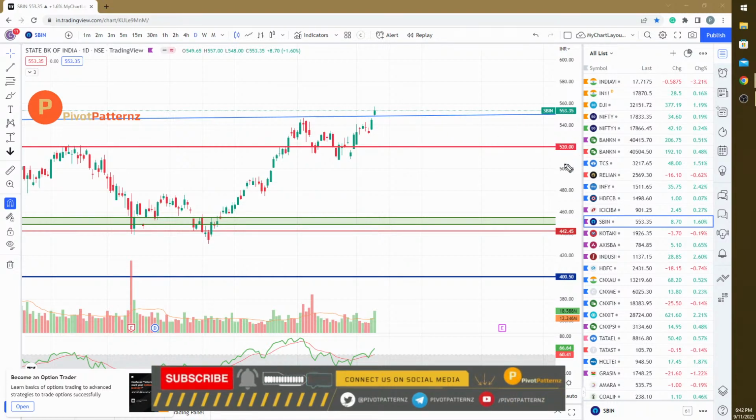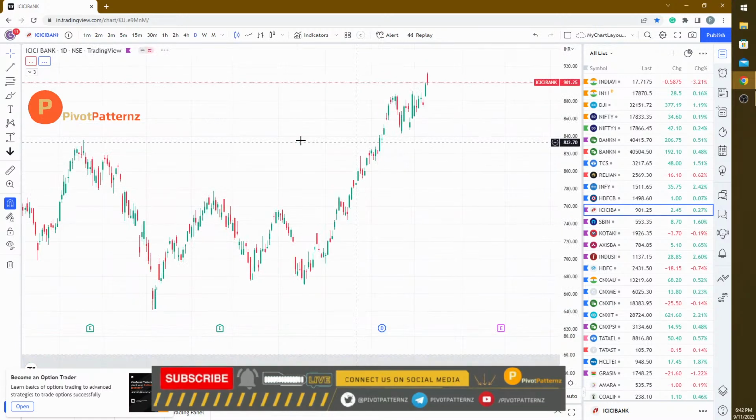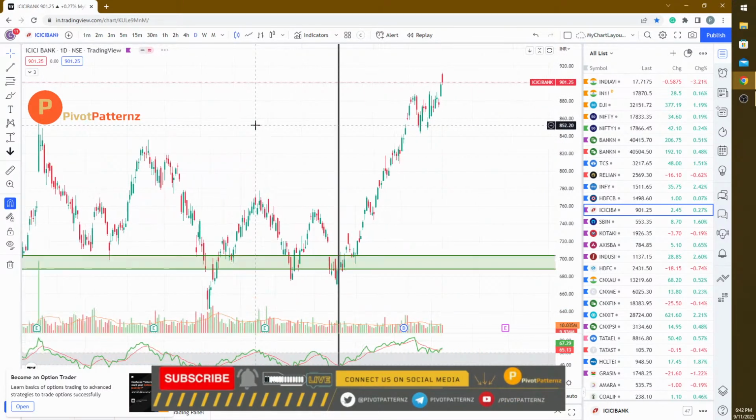This is one stock which I wanted you to keep track of, and there's another stock, you see, ICICI.